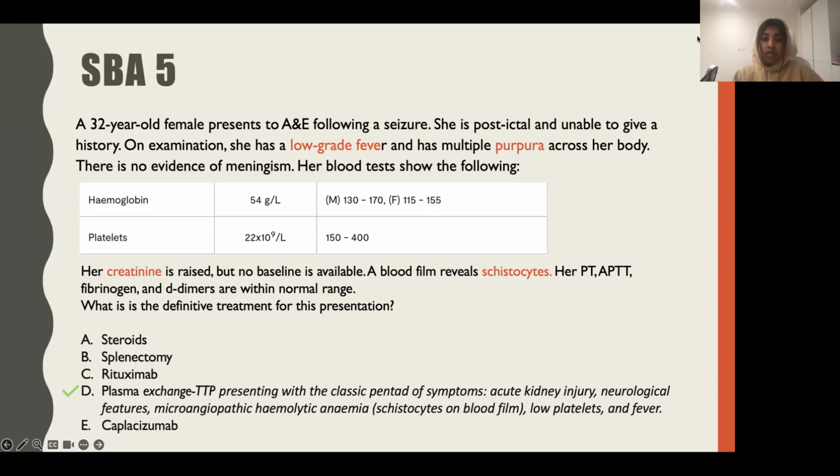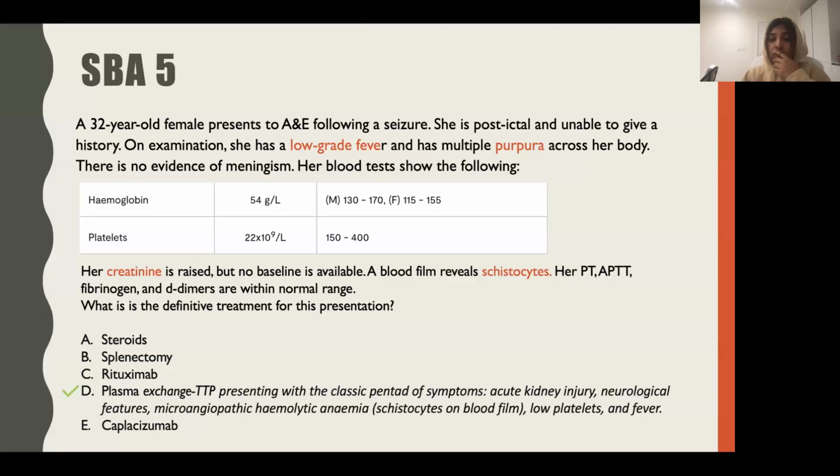And so there's usually a pentad of symptoms in TTP that you should just memorize, which is AKI, neurological features, microangiopathic hemolytic anemia, hence why she's got the schistocytes on blood film. So if you see schistocytes on blood film, it's caused by microangiopathic hemolytic anemia. And the two things that you get are DIC and TTP. You then also have low platelets and you can have a fever as well. So this is a pentad of symptoms that you will see.